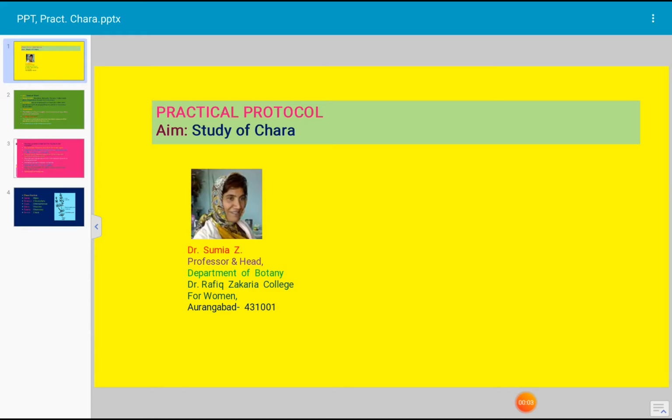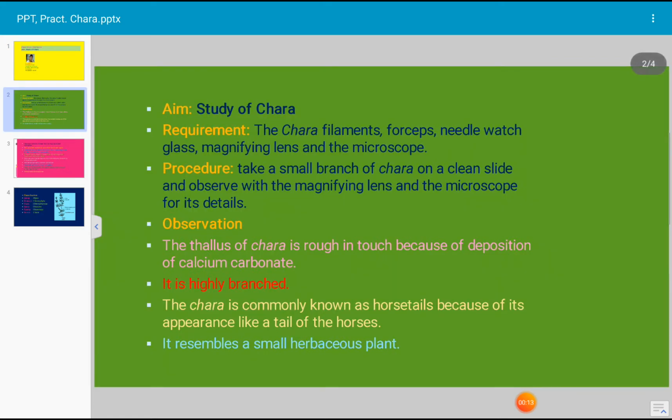Today's topic for discussion is a practical protocol of algae, and today's practical is study of Chara. Chara is an algal plant. Let us see how to do the practical of Chara.